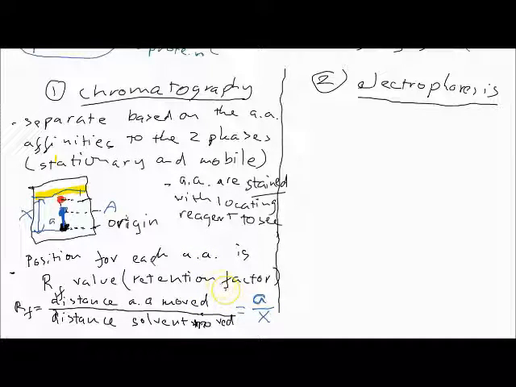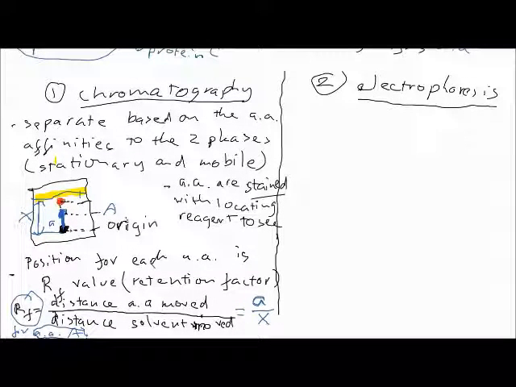When you run this and get an Rf value, you can compare that value, for amino acid A or protein A, it doesn't matter, with some known number. So you would know, oh yeah, A is the amino acid glycine, for example.